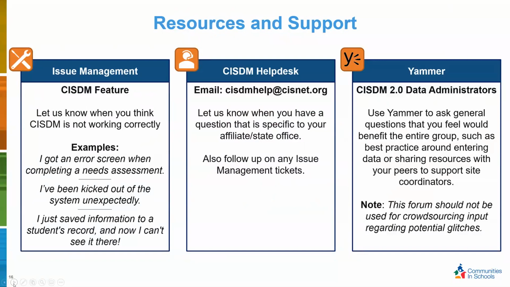So one is around issue management. So this is really systems focused. If you're in system and there's something that feels glitchy to you, or for example, it's not working for you. So an example here on the screen, I got an error screen when completing a needs assessment, or I've been kicked out of the system unexpectedly, or I've just saved information to a student's record and now I can't see it there. Those examples are the type of thing that should go through the system feature on your data admin dashboard through the issues management icon. So those are the types of things like system glitches and issues related to the system itself. Those should go through issues management.